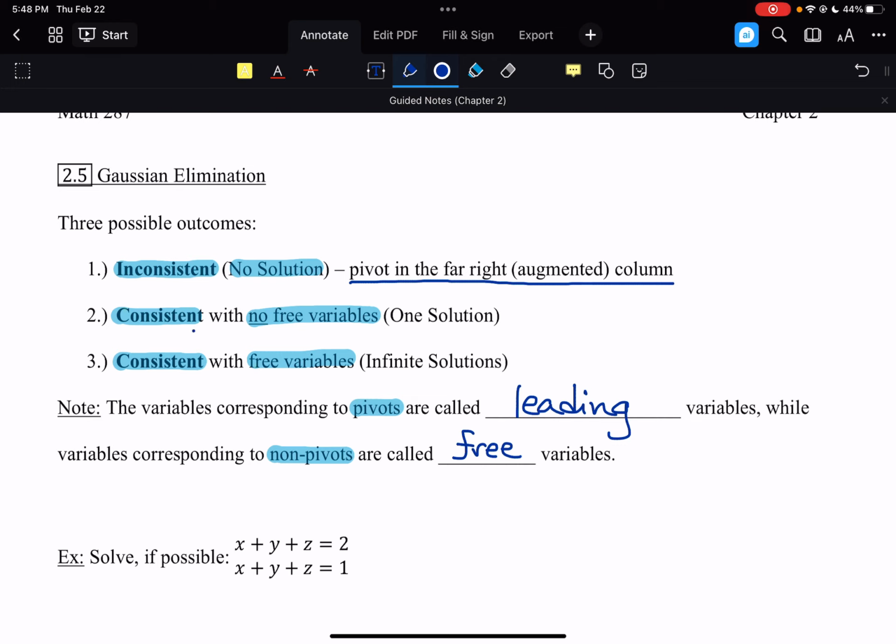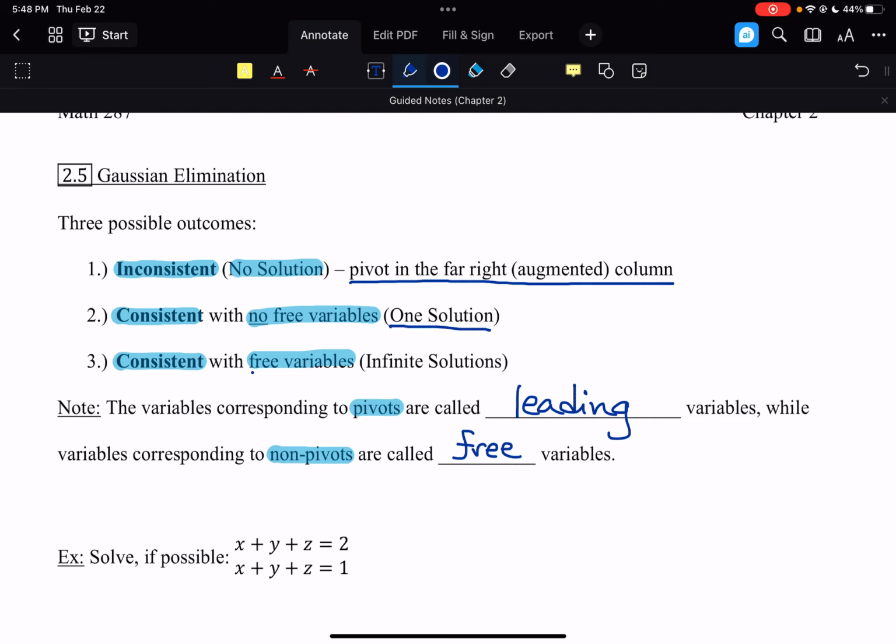If you have a system that is consistent with no free variables, in other words, every column has a pivot, so every column in the matrix going all the way down has a pivot, that is going to give us one solution. And we kind of saw an example like that earlier in section 2.4 at the beginning. That was the backward substitution. If your system is already in this form with a pivot in every column, that is the same form as that backward substitution. You solve this one, plug it in to solve this, plug it in to solve this. So you get one unique solution.